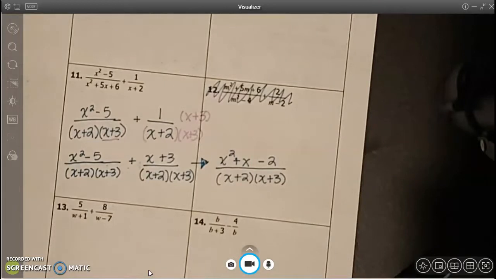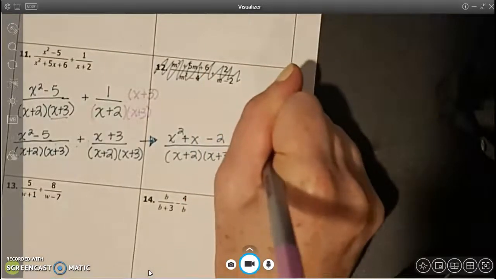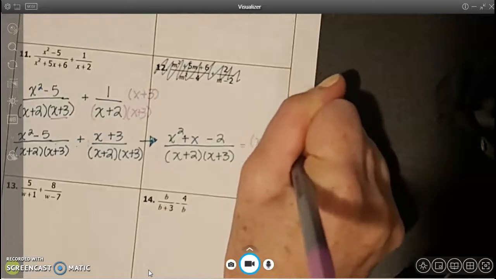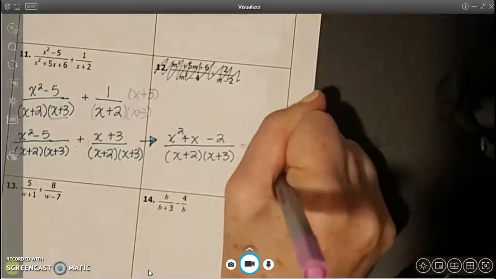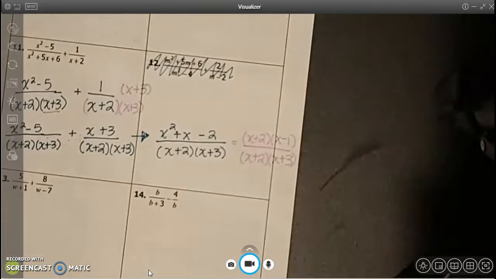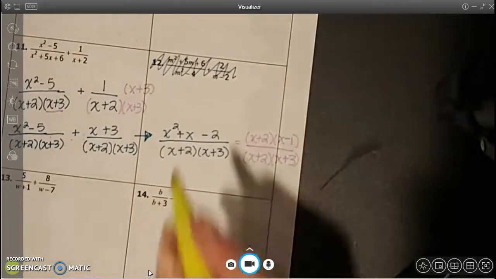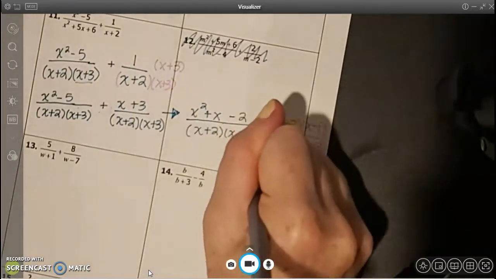So let's go ahead and factor that numerator. What multiplies to give us negative 2 and adds to give us 1? That's positive 2 and negative 1. So this equals x plus 2 times x minus 1, all over x plus 2 times x plus 3. Okay, my x plus 2's will cancel, leaving my final answer of x minus 1 all over x plus 3.